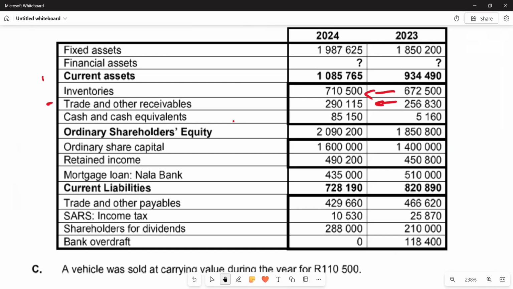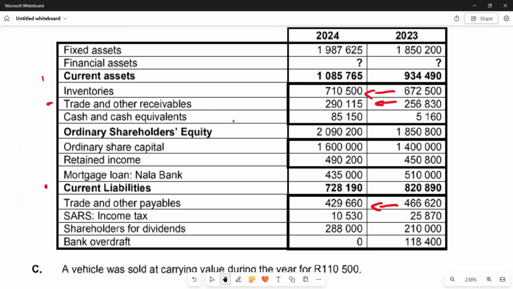We go to our current liabilities. Remember we said working capital: we've got current assets minus current liabilities. So we are looking at the elements of current assets and current liabilities. So we check on trade and other payables. We have a movement from 466,620 to 429,660. So we are seeing that there is a decrease.